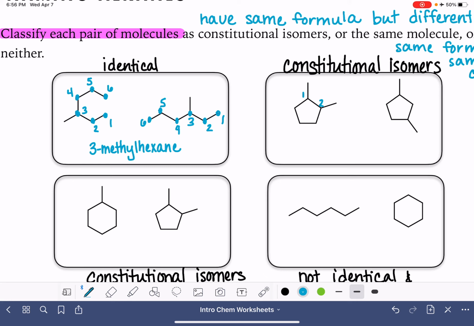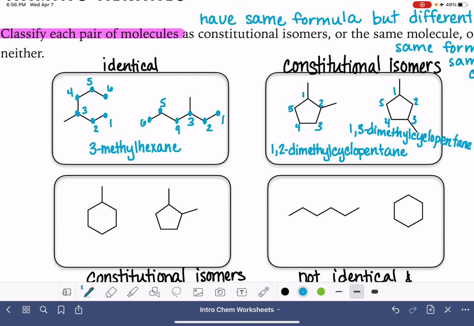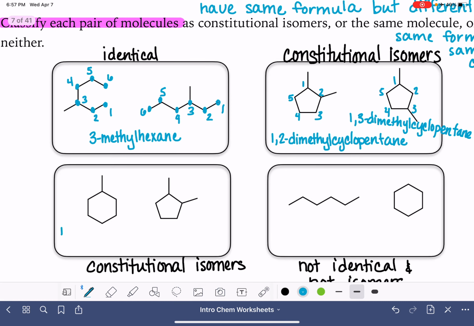For the next one, we have cyclopentanes. This is 1,2-dimethylcyclopentane. And our molecule on the right-hand side is going to be 1,3-dimethylcyclopentane. One of the ways that you can tell if molecules are identical to each other or not is to name them. If they are identical molecules, they will have the same name.